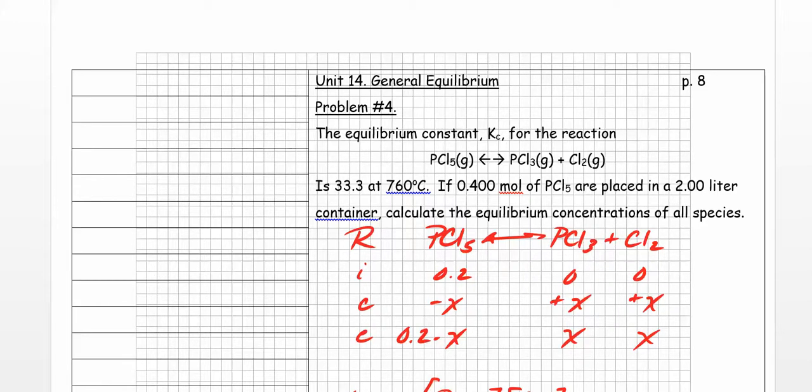All right, let's go ahead and get started. We are well on our way towards understanding ICE tables. You are going to need a calculator for this one, so if you don't have one handy, go ahead and pause the video and we'll get started. So here we go. Problem number 4 says this.